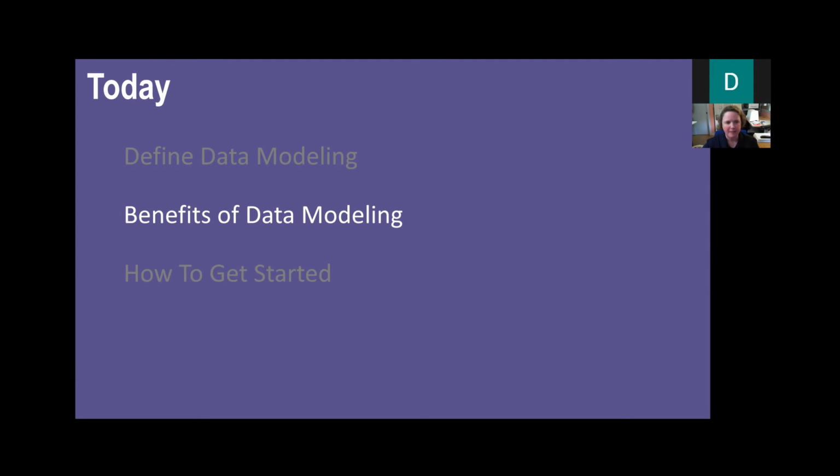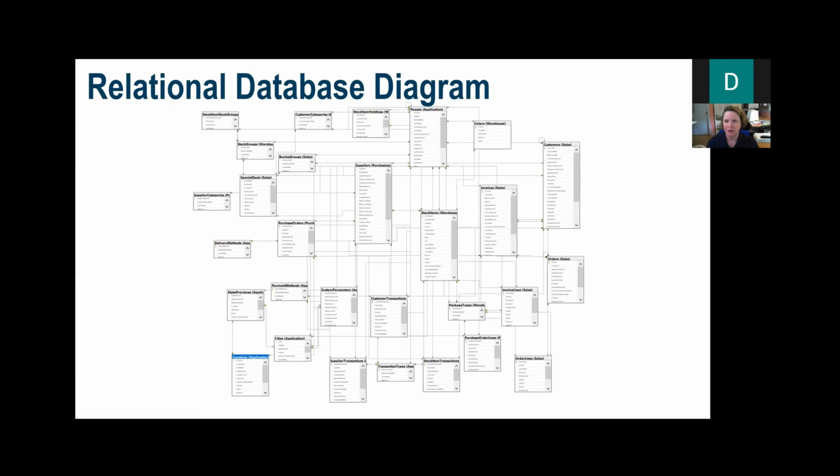We've got about 15 minutes left. So how do you get started with dimensional modeling? Well, typically it starts from a relational database. You've got some transactional system that you want to be able to write reports on or analyze that data with. And this is what your typical relational database diagram looks like.